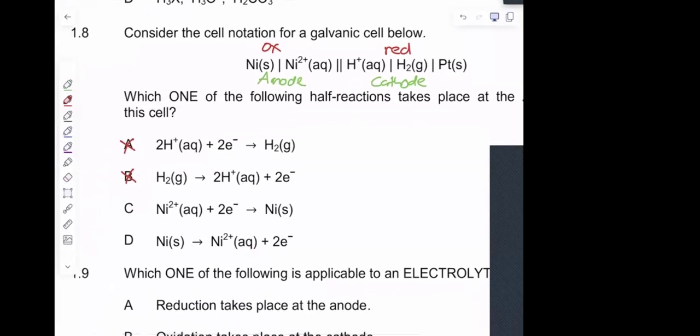And then let's look at what happens, right? At the anode, remember, oxidation takes place. Oxidation is the loss of electrons. So we know that it can't be C, because C shows nickel ions gaining electrons to become nickel metal. That's not what happens at my anode. At my anode is where oxidation happens. Oxidation is the loss of electrons, and there we see nickel metal losing electrons to become nickel ions. It's a nice and easy one. Anyone who got D there, please give yourselves a round of applause. If you didn't, there's one more question for you to redeem yourselves. Don't panic too much.